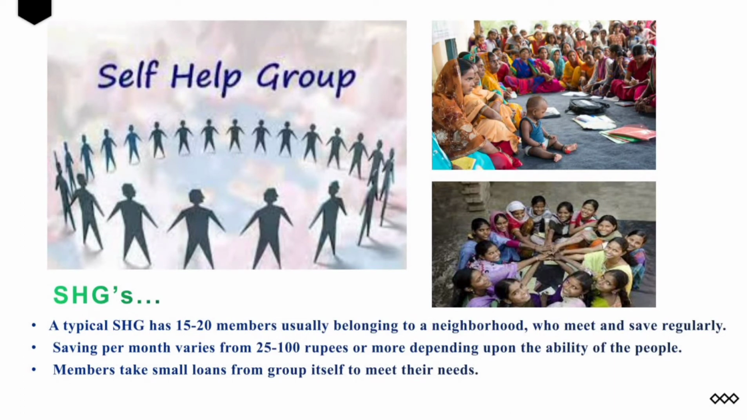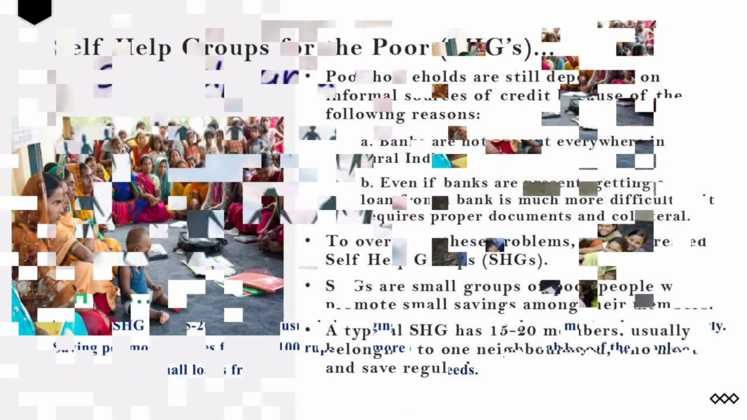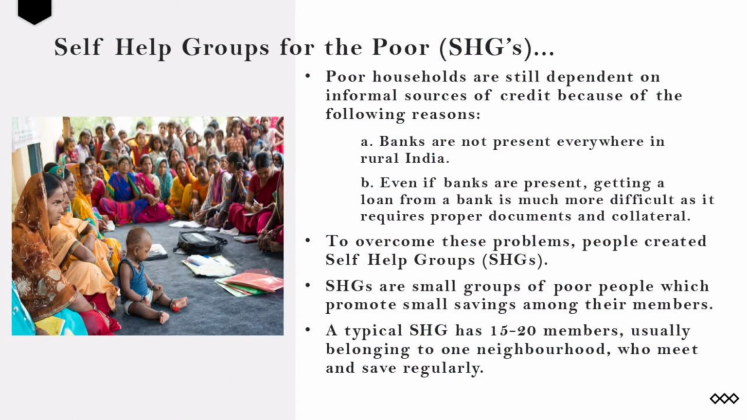A typical SHG has 15 to 20 members, usually belonging to a neighborhood, who meet and save regularly. Also, these savings can vary from 25 rupees to 100 rupees. It depends upon the ability or capacity of each member. And the members can take small loans from the group itself to meet their needs, and the group will charge only a very low interest rate.